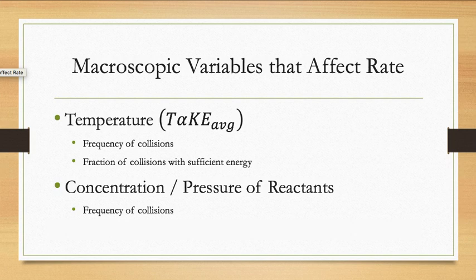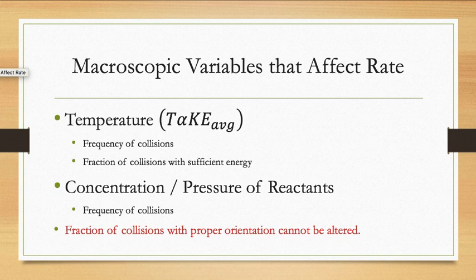Now you'll notice that of those three initial microscopic factors that affect rate, we didn't end up bringing up any macroscopic variables that affected the orientation piece. So the fraction of collisions that have proper orientation is not something that's altered. It's just kind of a limitation of every reaction, and some reactions can be really flexible on what orientation these particles collide with, and some are really restrictive. Okay, but it's not something that we can change by just changing the temperature or changing the concentration.